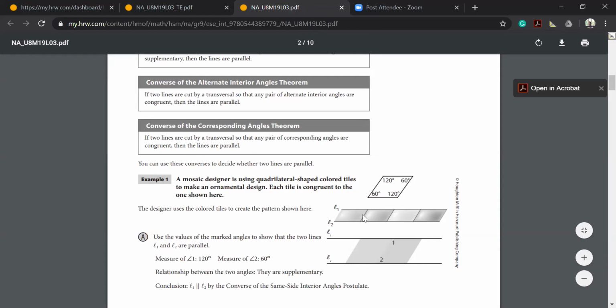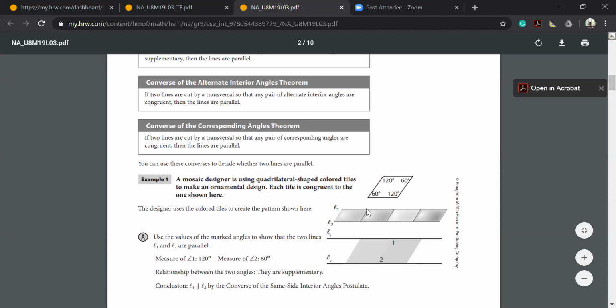So for example, this and this, these are same side interior. Because in here, girls, this is supposed to be the transversal line, and these are the two parallel lines. So these are same side because they are on the same side of the transversal, and both of them are interior. So same side interior angle.